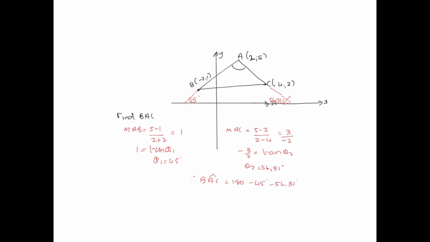And that's the sum of the angles of a triangle. So let's do it on our calculators. And you don't do anything in your head because you don't want to lose any careless marks. And BAC is equal to 78,69 degrees.